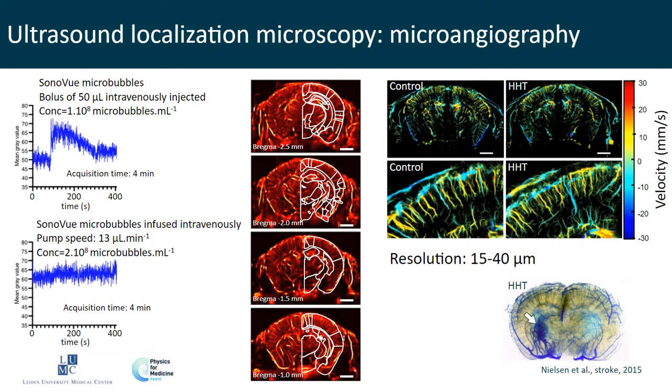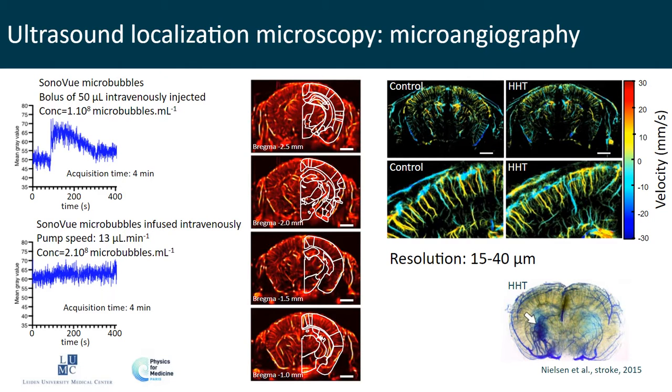In the middle panel, what you have is the 4 different planes of the control brain in the mice. You can see the nice resolution. And on the right panel is a control and HHT mice with a high resolution. There were no differences between control and HHT mice, which was expected. But what we could detect is that the resolution of the vessels we were able to look at using ULM was between 15 to 40 micrometers, which is good enough if you want to study arteriovenous malformation.